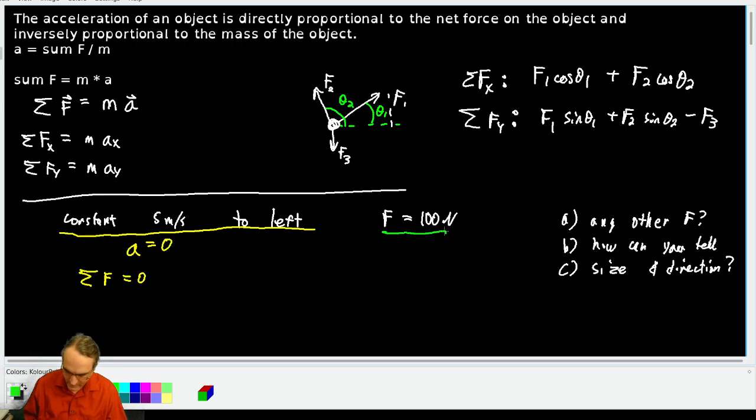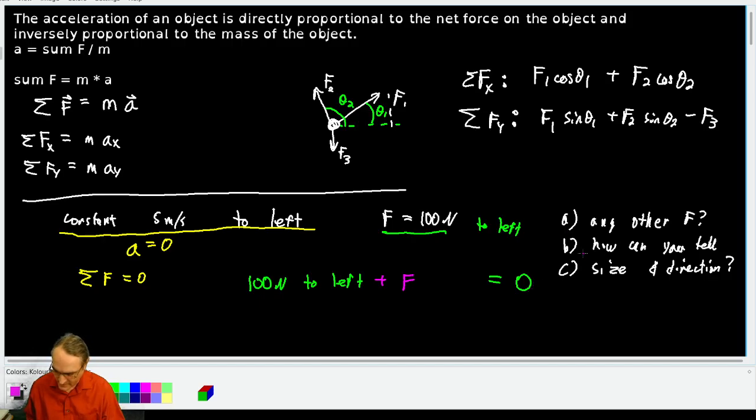But we know we have at least one force to the left. So we've got 100 newtons to the left, plus something else, equals 0. Well, there's clearly a problem there. We can't have 100 newtons to the left equals 0, so there must be some other force. That other force needs to be such that it cancels this out. So, yes, there's another force. How can we tell? Because there's no other way to get 0 for the acceleration. That other force must be 100 newtons to the right.